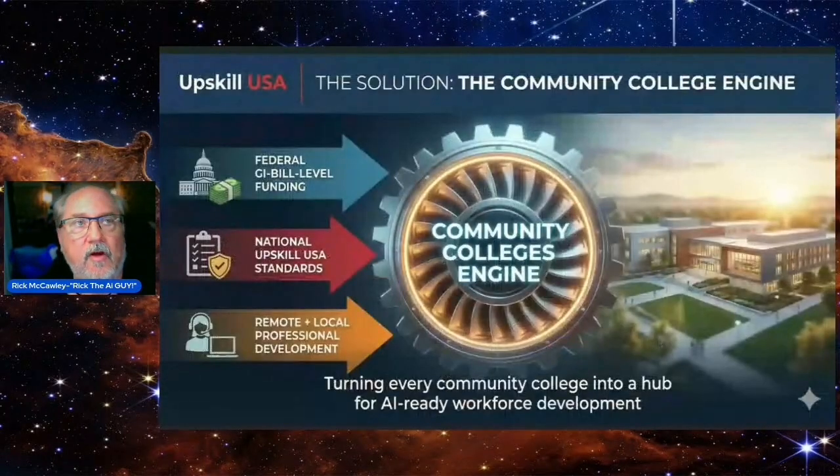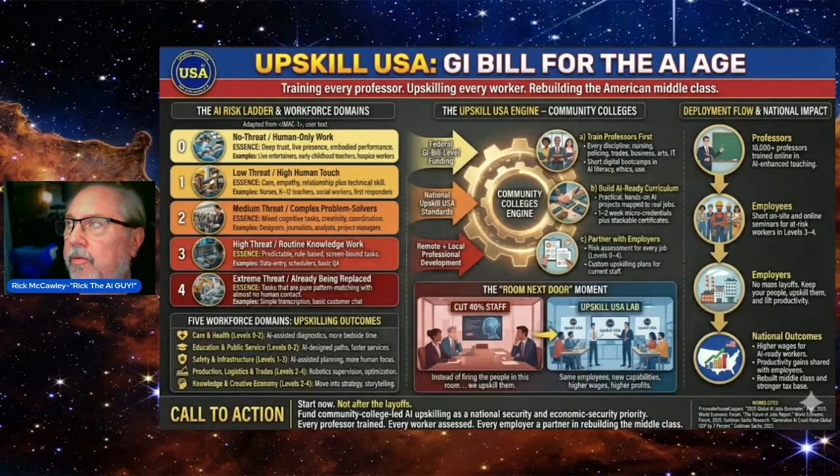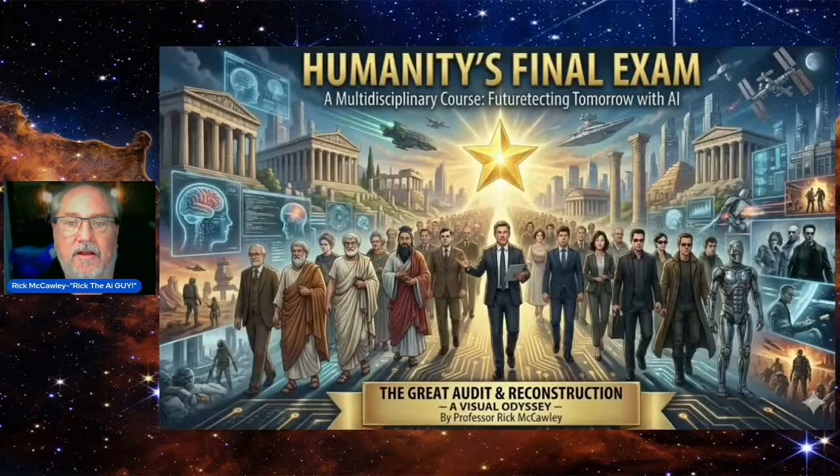Okay. So this is a Google Notebook LM. So what are the 5 threat levels on the left? And then I asked for what are the 5 workforce domains that upskilling outcomes can help you a lot, or what kind of assessment? And then on the right, deployment of flow. So the professors teach employers, teach employees, and then national outcomes. And then the whole thing is in the middle. What am I trying to do with Upskill USA for the GI Bill for the AI age? So this is from my data. This was from the same data. This I asked for, what are the great humanities final exam?